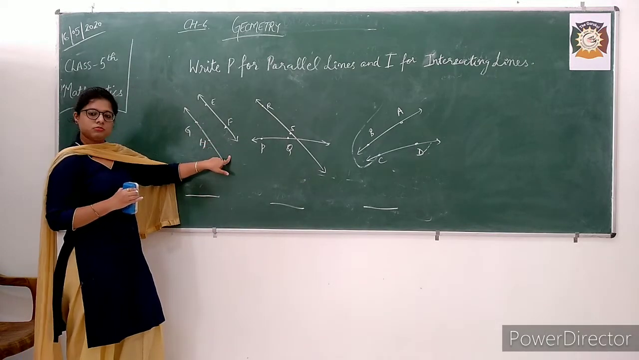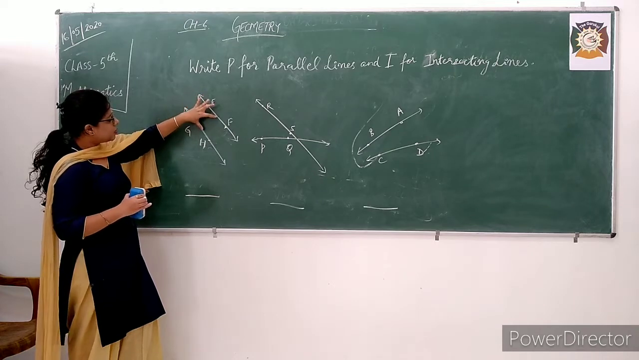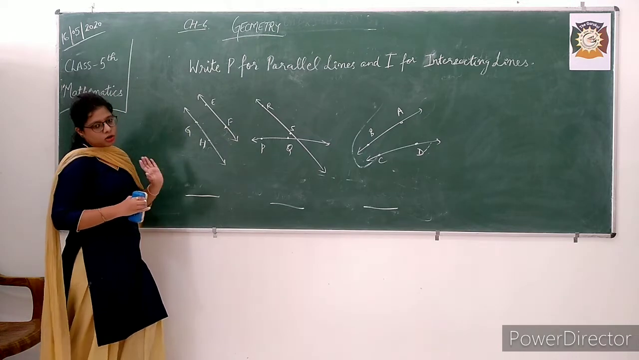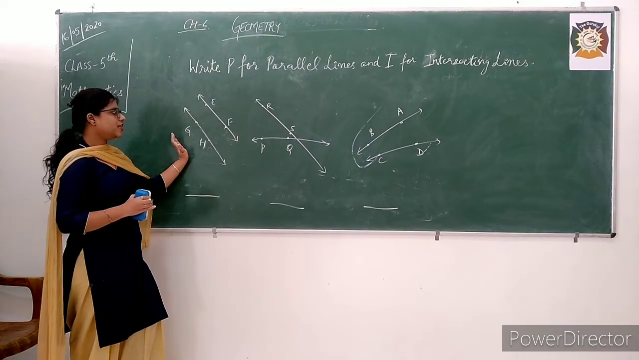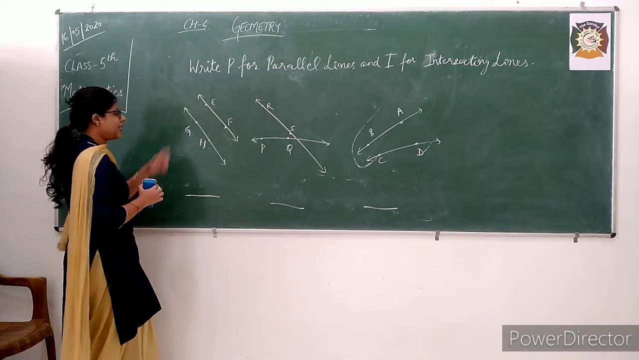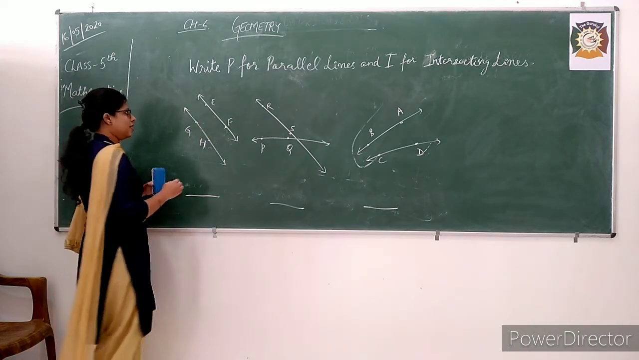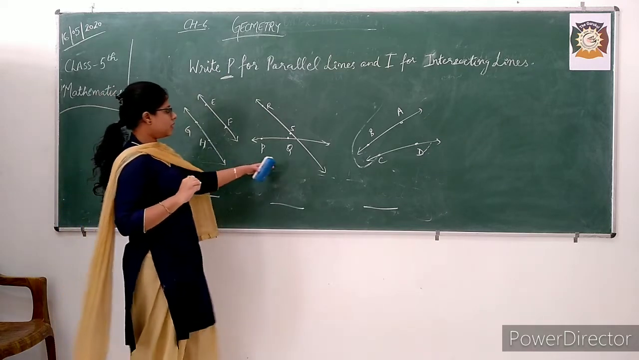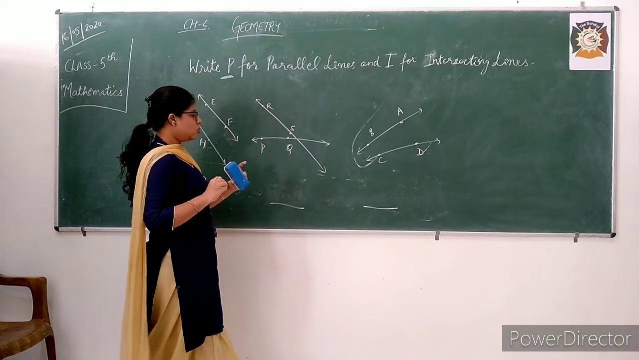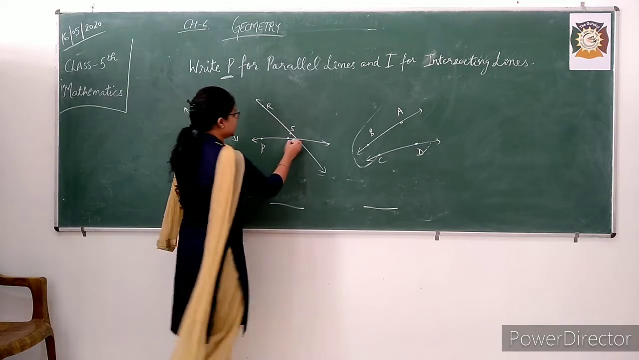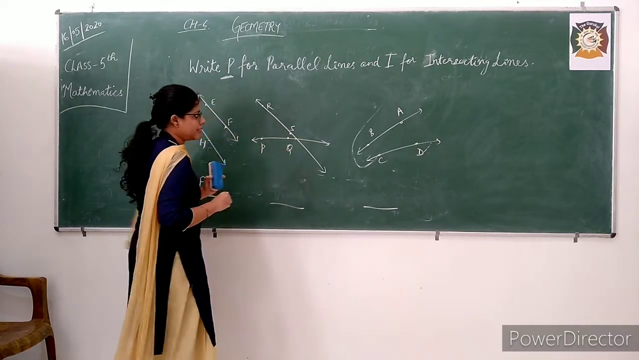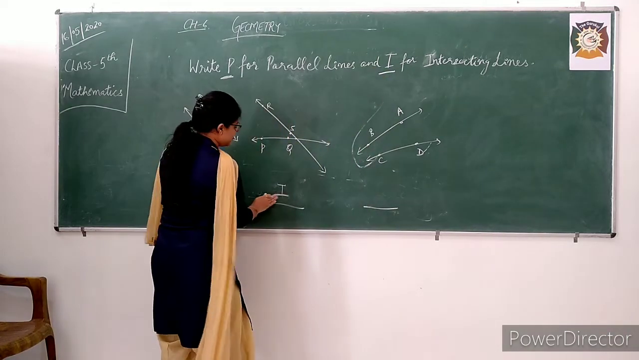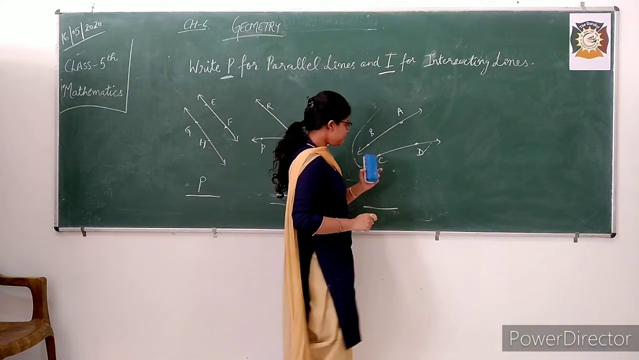Okay? So with this easy definition, you can easily tell me these two. Observe these two. They have a fixed distance between them throughout their path. And they are not crossing each other. So naturally these two are your parallel lines. Line EF and GH are parallel lines. So we have to write P for parallel lines. In this, line RS and PQ are intersecting each other at this point. So naturally they are intersecting lines and we have to write I for intersecting lines. I is your answer. Next is C.